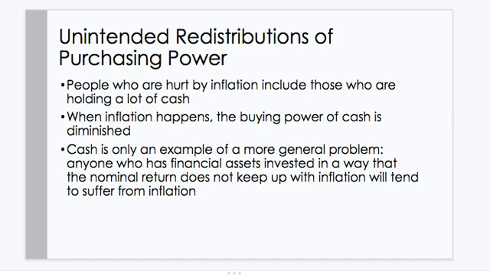Unintended redistributions of purchasing power. People who are hurt by inflation include those who are holding a lot of cash. When inflation happens, the buying power of cash is diminished. Cash is only an example of a more general problem. Anyone who has financial assets invested in a way that the nominal return does not keep up with inflation will tend to suffer from inflation.